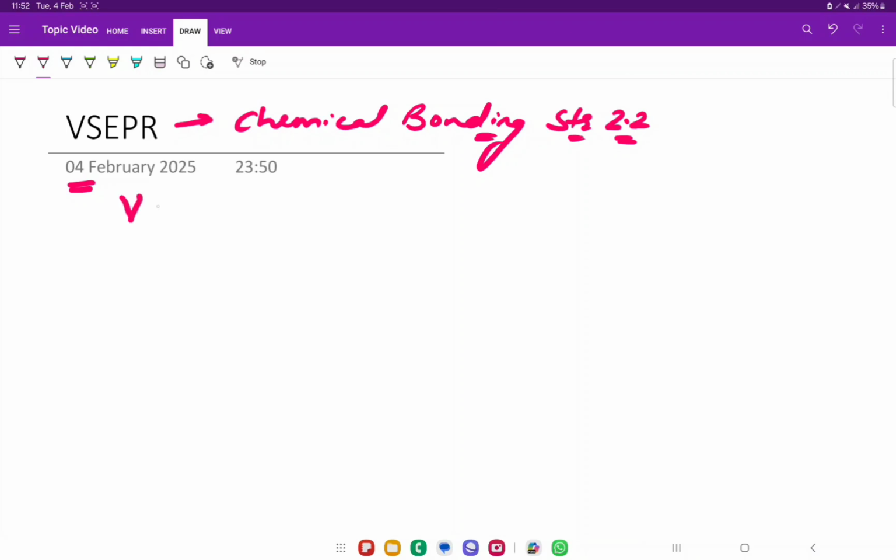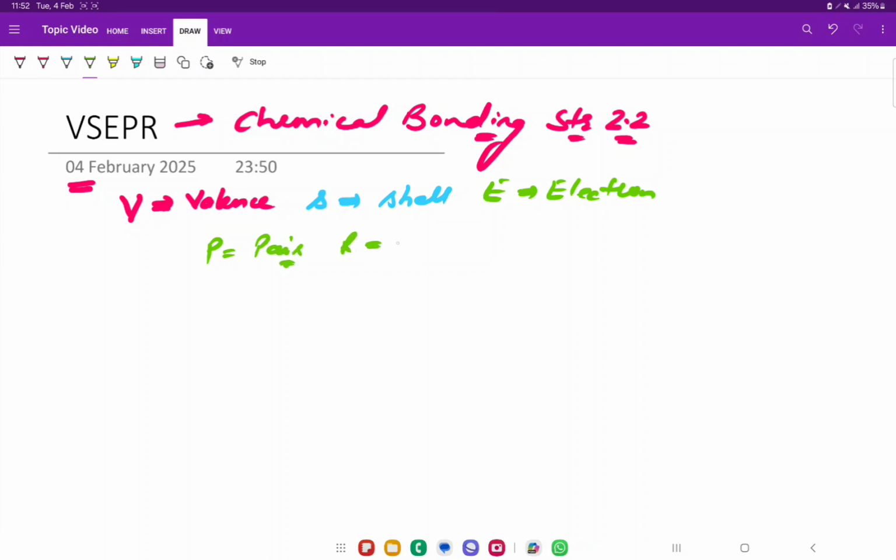What is VSEPR? The V in the VSEPR theory stands for valence. Then S stands for shell, valence shell. E stands for electron, valence shell electron. And the P stands for pair, and R stands for repulsion. Valence shell electron pair repulsion theory is the name of this VSEPR theory.